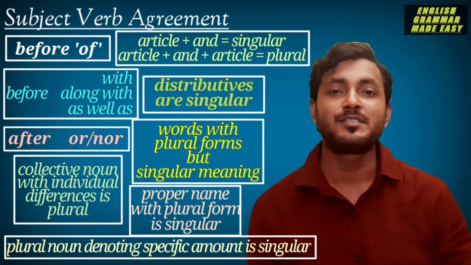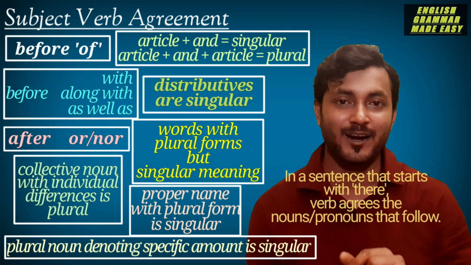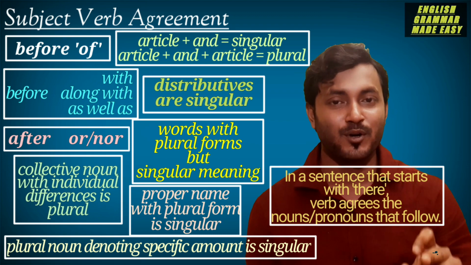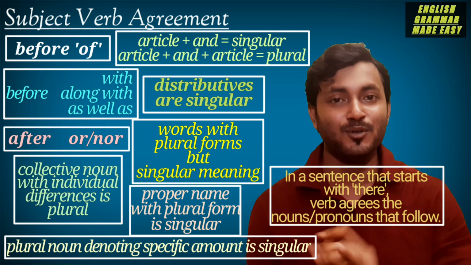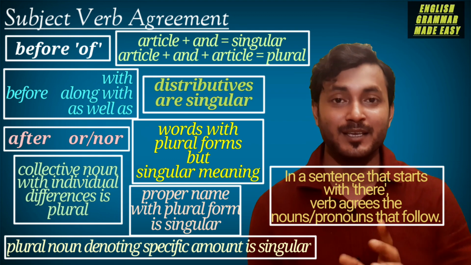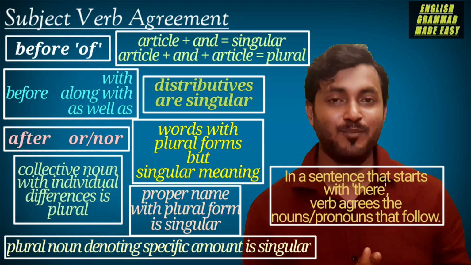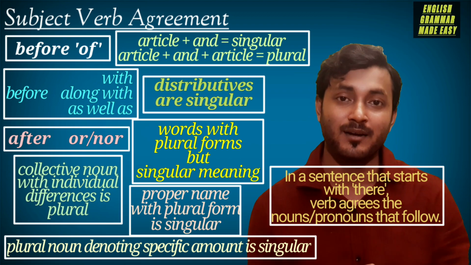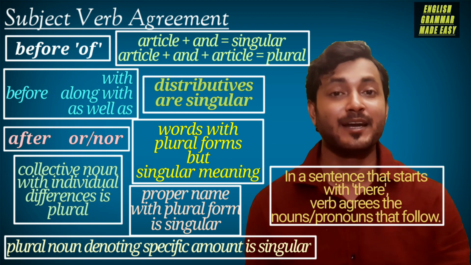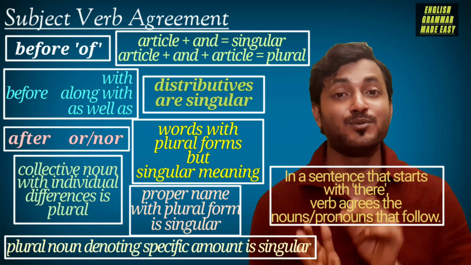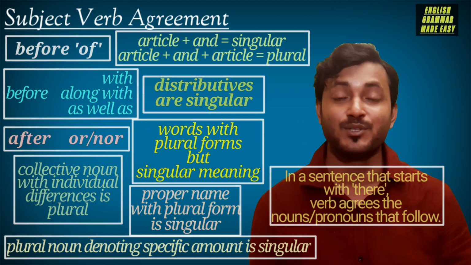And finally, if a sentence starts with there, the verb complies with the nouns or pronouns that follow them. That's why there are 5 boys, but there is a girl. 5 boys follows the verb, and the verb has to comply with 5 boys. It's plural, so we will write are, a plural verb. And if I say there is a girl, it's singular, that's why we have to use is before it, a singular verb. So these are the rules.